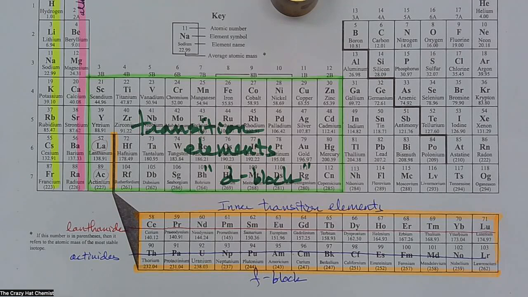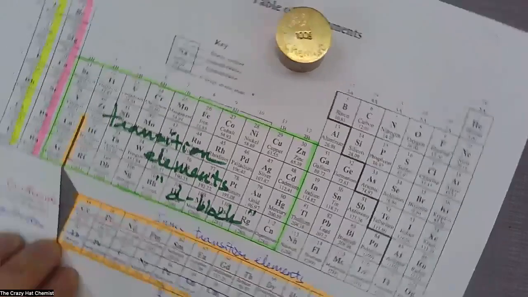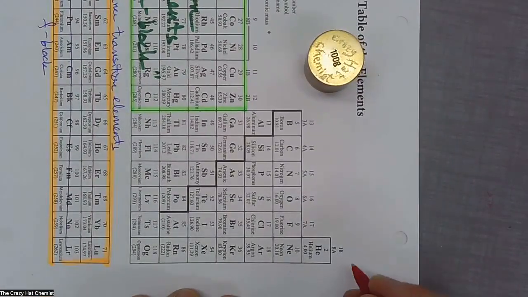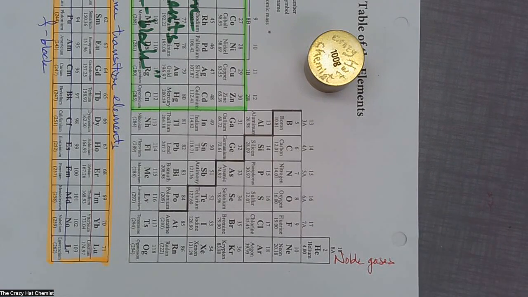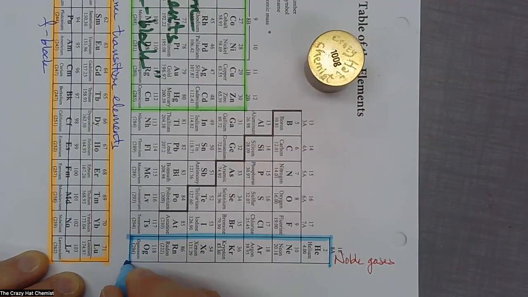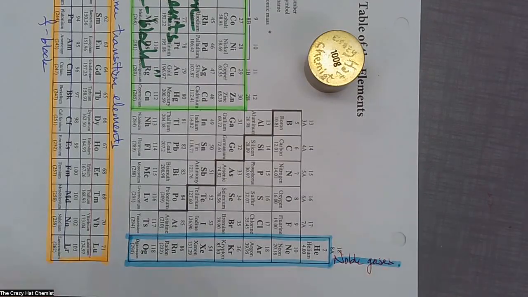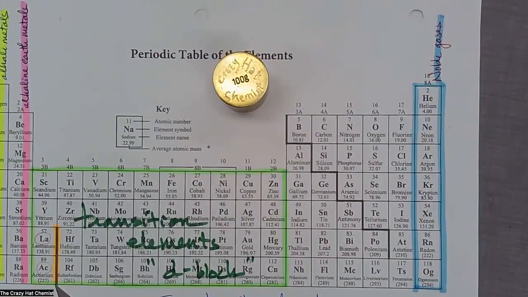Now we need to label the noble gases. And that would be, I'm going to tilt this here like this. And the noble gases, let's see what we can do here. We will go like this. These are the noble gases. All right. Far on the right-hand side of our periodic table are the noble gases.